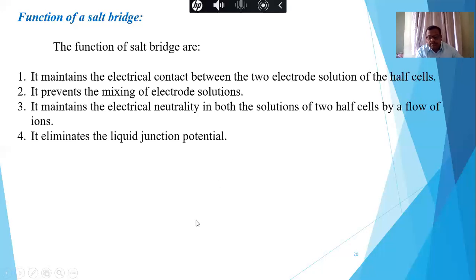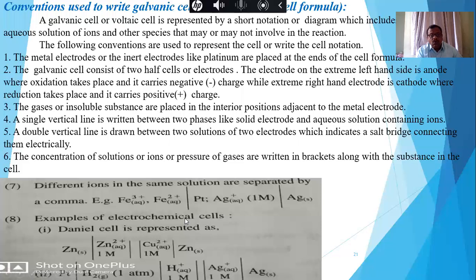Now let us go on to the different sign conventions which are used to represent a galvanic cell. In short, if you want to write a cell formula or a cell diagram, then these sign conventions are used.